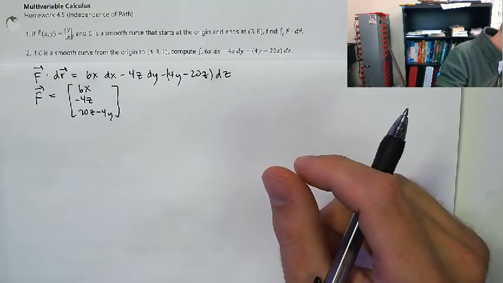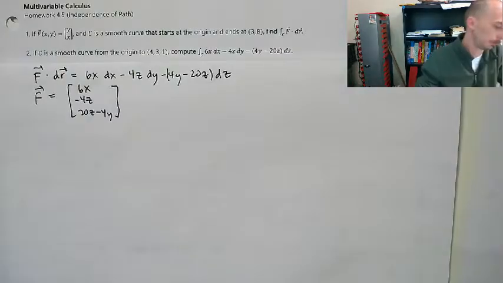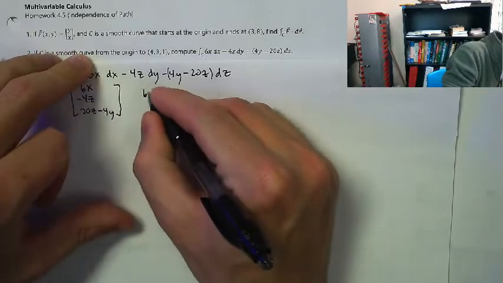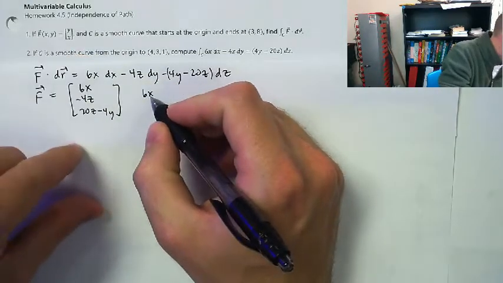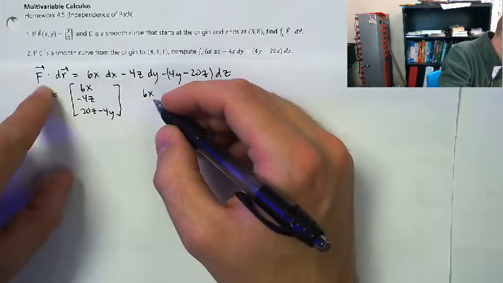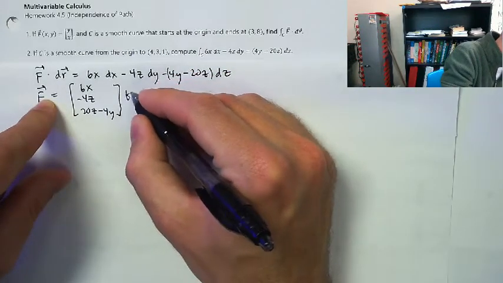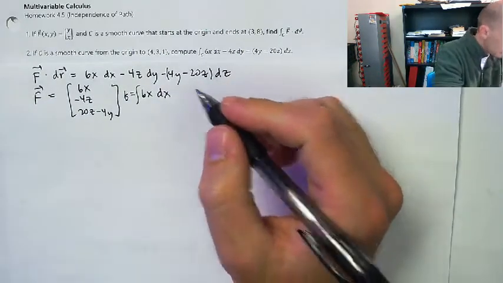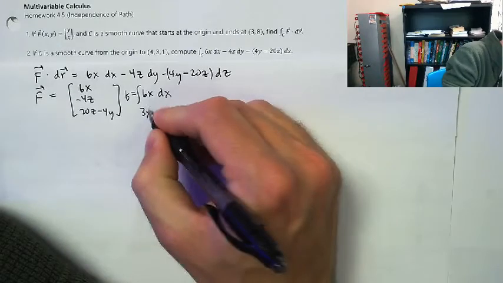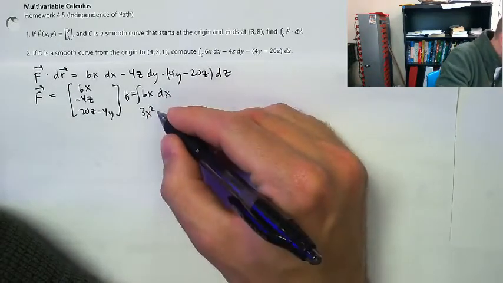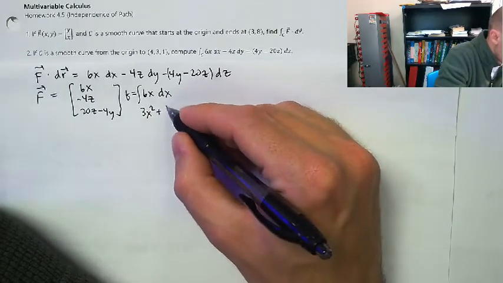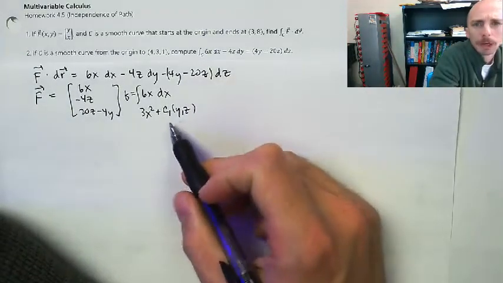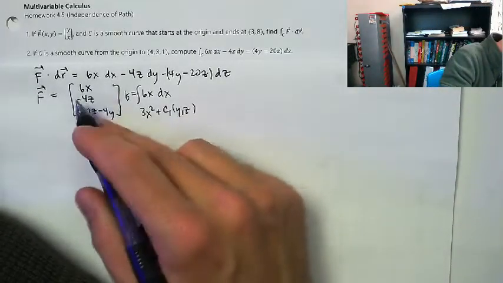All right, so I'm going to start by saying that 6x is equal to the partial derivative of my potential function with respect to x, meaning my potential function is an antiderivative for 6x with respect to x. Okay? So I know that it's going to have a 3x squared component in it, but it will probably also have some kind of function of y and z as well.